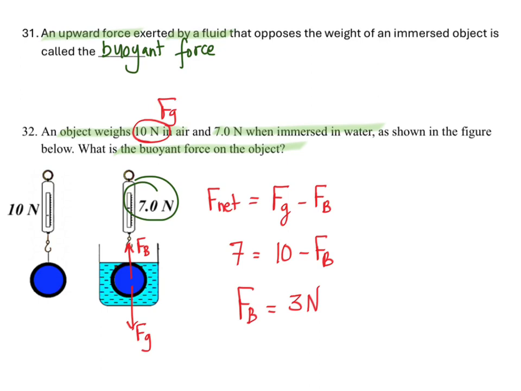Now you can also do it directly by looking at the numbers 10 and 7. If 10 is the weight in the air and 7 is the weight in the water, that means the difference should be the buoyant force, which is 3 Newton.